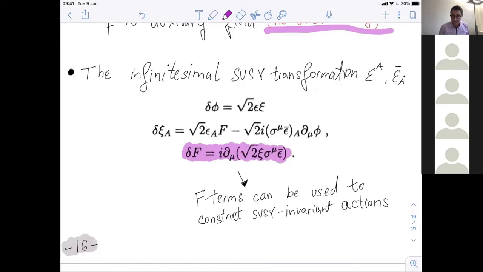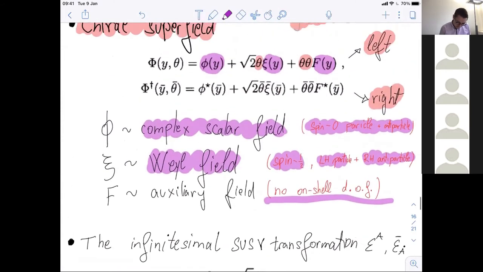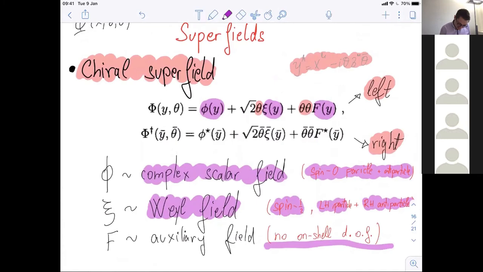So this can be used to construct the Lagrangian, because this leads to a SUSY invariant action. If in the Lagrangian we have a transformation up to a total derivative, when we do the integral over the entire spacetime, that total derivative term will go away. It would be just the surface term where the fields die out at large distances. So the important point is that the F term can be used to construct SUSY invariant actions. What is the F term? It's basically the coefficient of the theta square, or theta bar square if you talk about the right chiral superfield.